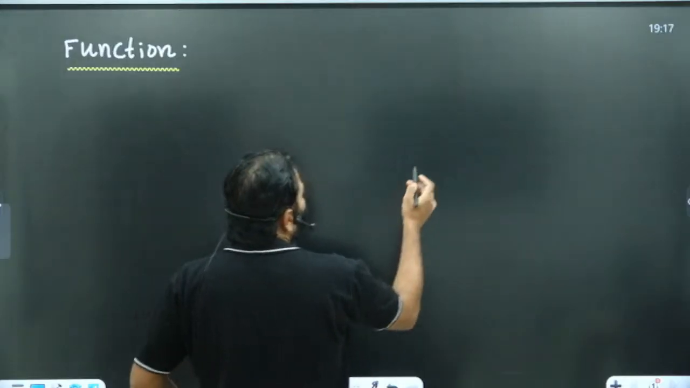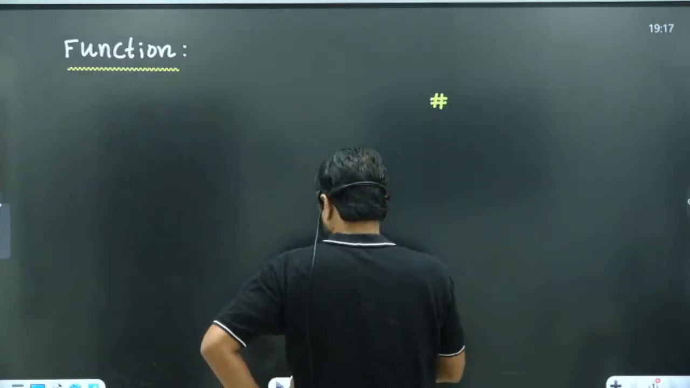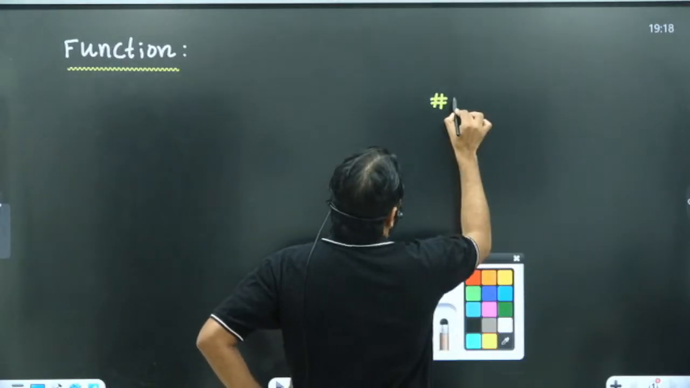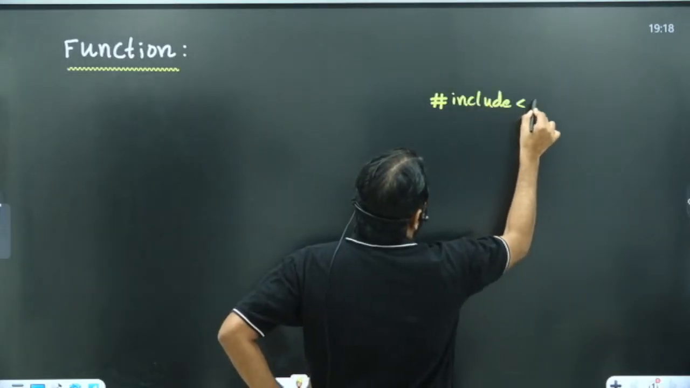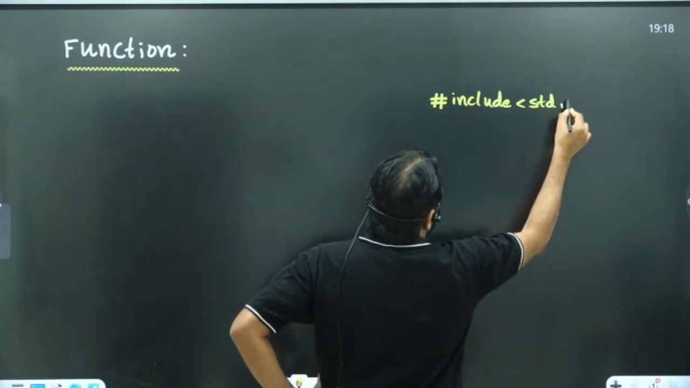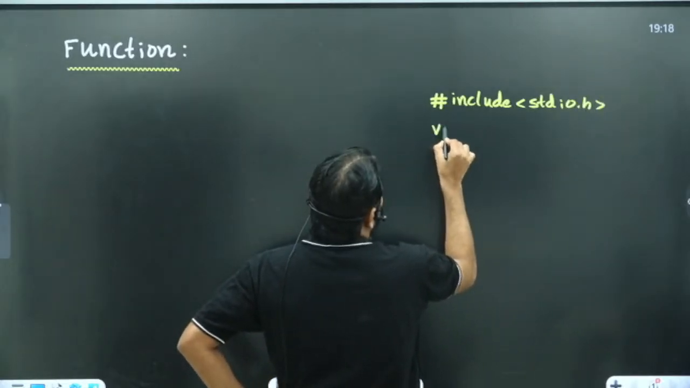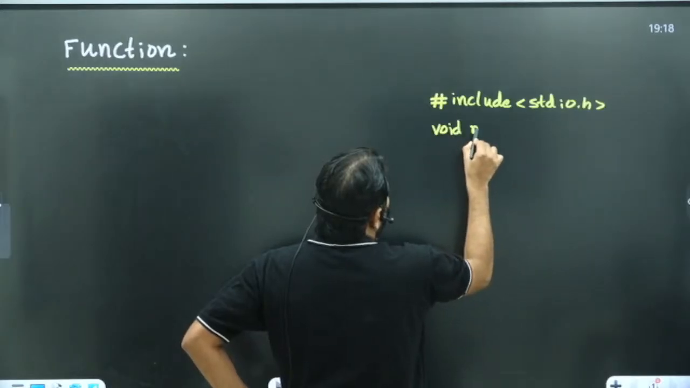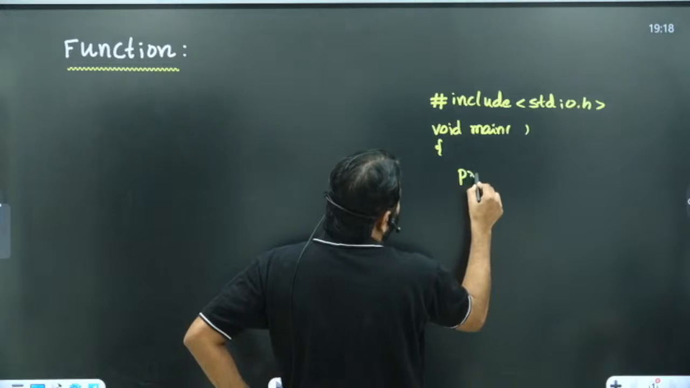Okay, I'll just show you one simple example, very simple example. You have written this program many times, like #include <stdio.h>, and then maybe you have written something like this, void or int main, and in that you might have used a printf.